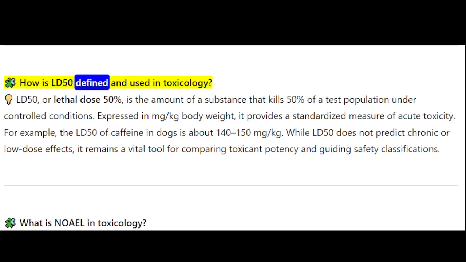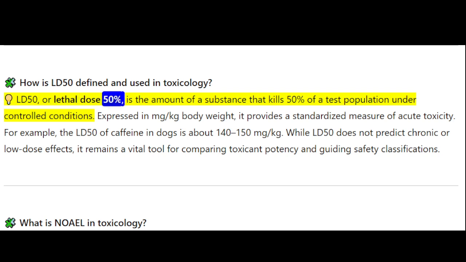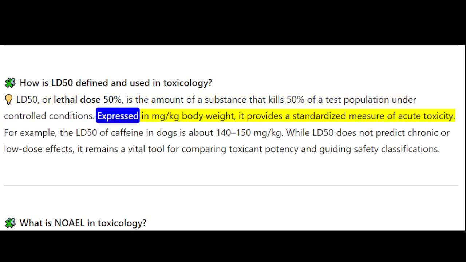How is LD50 defined and used in toxicology? LD50, or lethal dose 50%, is the amount of a substance that kills 50% of a test population under controlled conditions. Expressed in mg/kg body weight, it provides a standardized measure of acute toxicity.